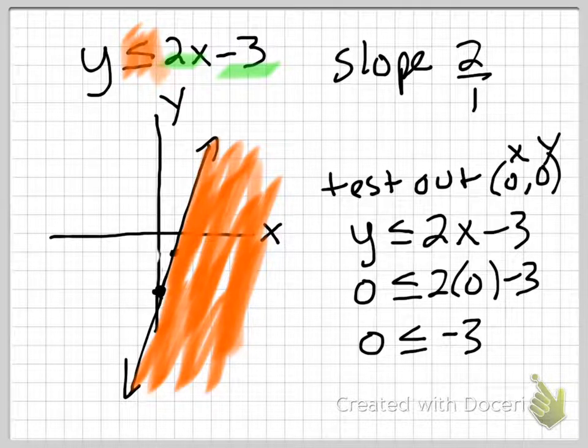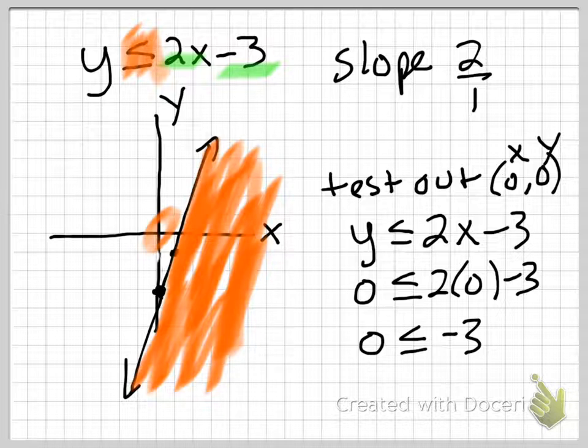Well, 0, 0 on my graph is right here. So if it is true, then you shade toward that direction. If it's not, like ours is not, 0 is not less than -3, we shade away from it. So in this case, as you can tell, we shaded off to the downward right sort of region. Okay, so this is an example of an inequality.